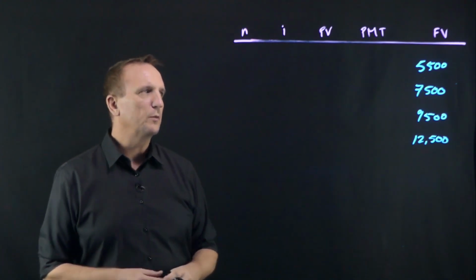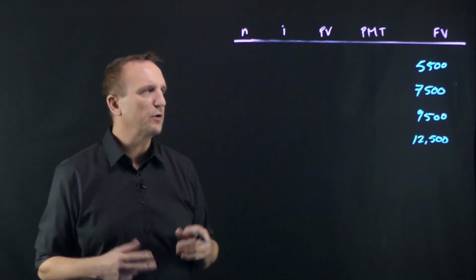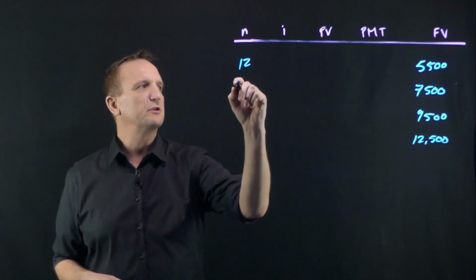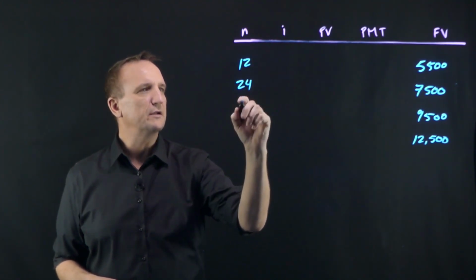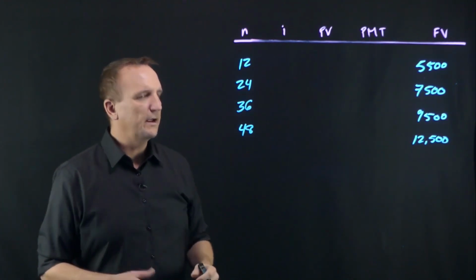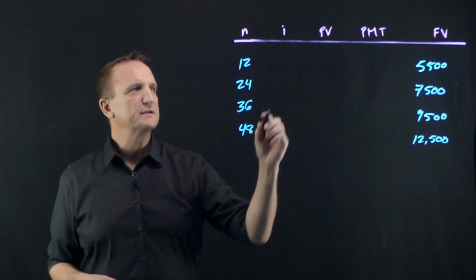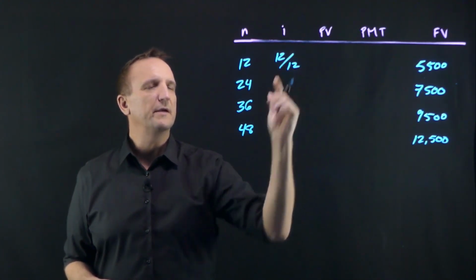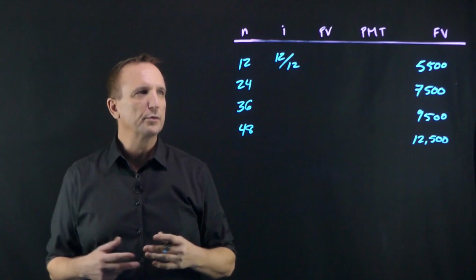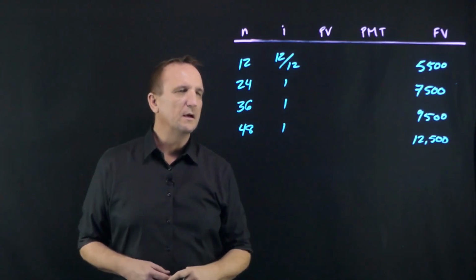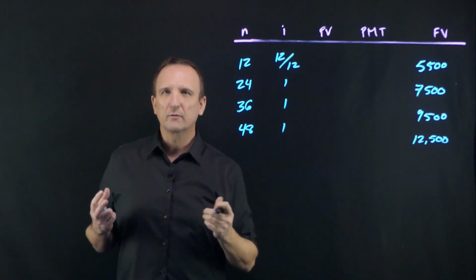So continuing with problem 13, if this same problem was monthly compounding, then there would be 12 periods in the first year, 24 periods in the second year, 36 and 48 respectively. And because we want a 12% return annually, we would divide that by 12, so it would just be 1% per month. So we would have 1% as our periodic required return.